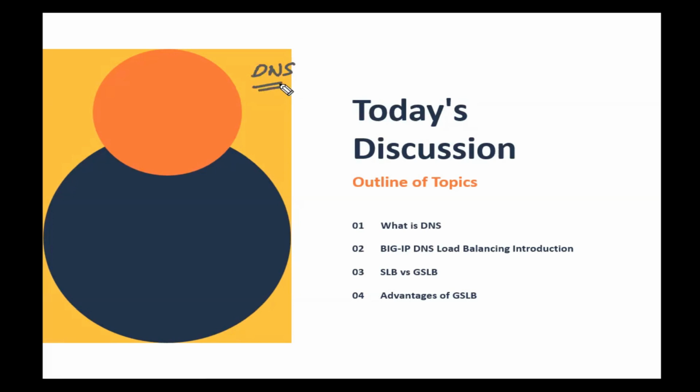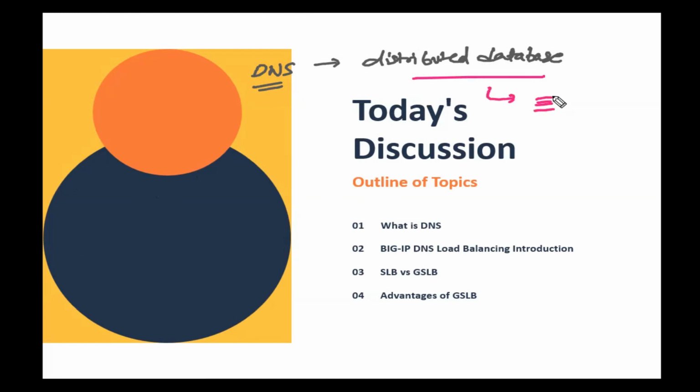It is like the phone book of the internet, or I can say it is a distributed database, which translates the IP into the host name or the host name into the IP address, vice versa, right? In addition to that, it can allow multiple IP addresses with a single host name to do load balancing. How it comes into the picture, you will come to know later on when I explain about it.